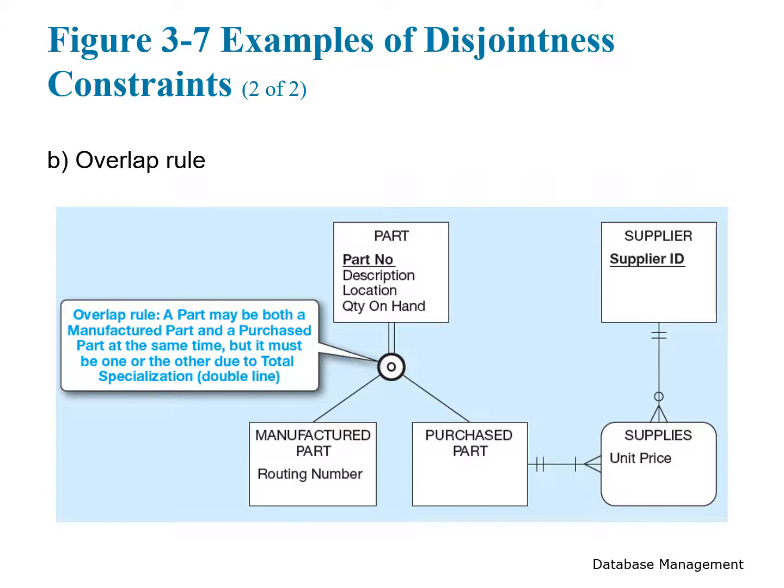Figure 3-7, the overlap rule. You can see the part. The overlap rule: a part may be both a manufactured part and a purchased part at the same time, but it must be one or the other due to total specialization, the double line. So here on the overlap rule, some kinds of part could be manufactured in-house and also purchased from an external supplier. Note the total specialization rule, which we discussed in an earlier slide.